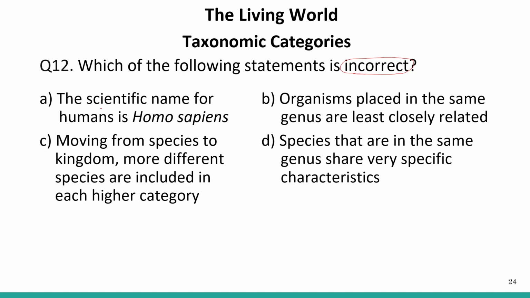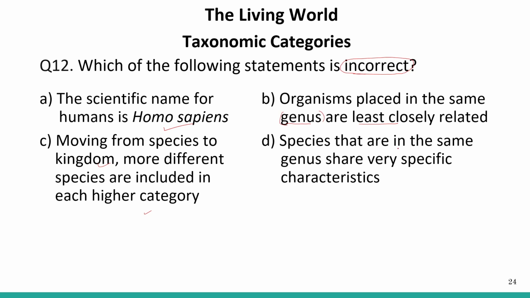Now first is, the scientific name for humans is Homo sapiens. So this is correct. Next option is, organisms placed in the same genus are least closely related, they are saying. Okay, we'll talk about this later. Then option C, moving from species to kingdom, more different species are included in each higher category. Alright, this is also true.